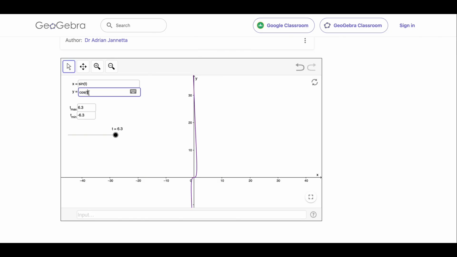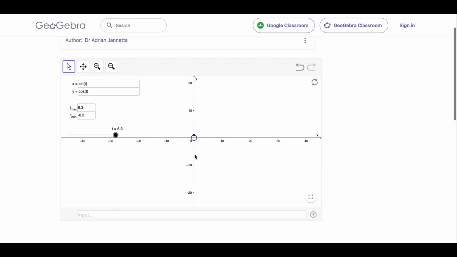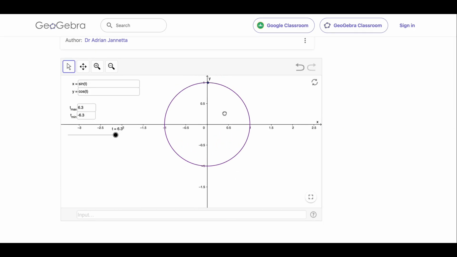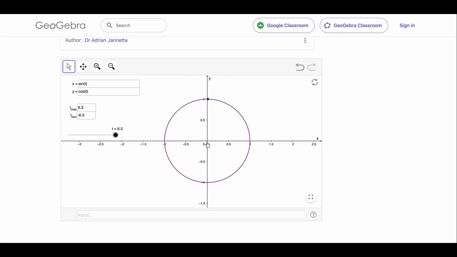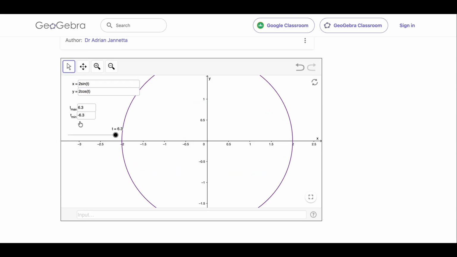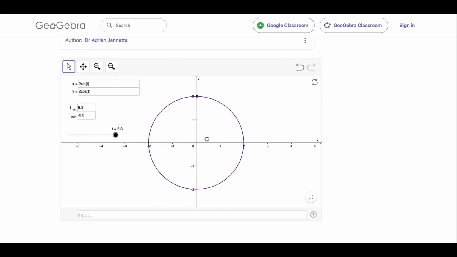If the y value was cosine of t, whoa, look what we get. We get a circle, and it looks like it's centered at the origin, and it has a radius of 1. If I put a 2 here, whoa, now it's a circle centered at the origin with radius 2, right?